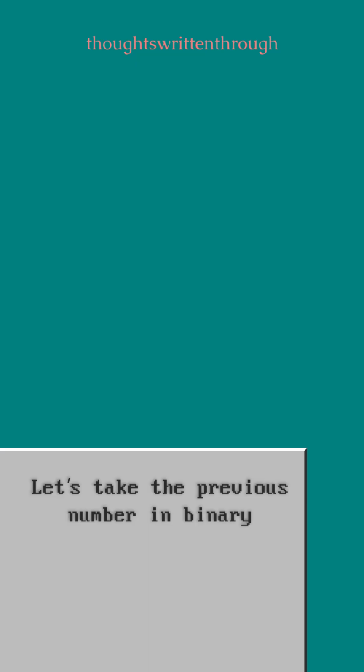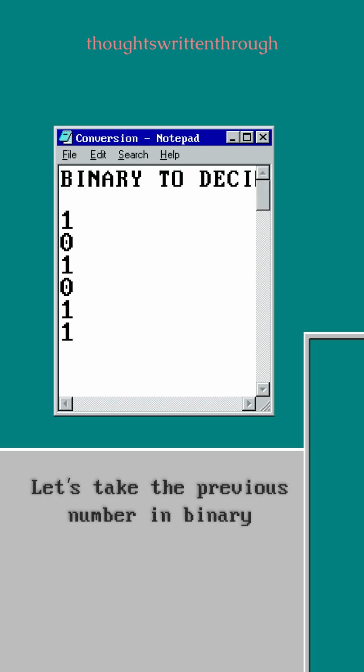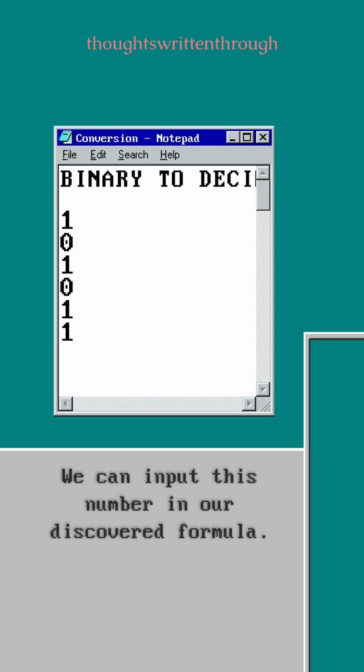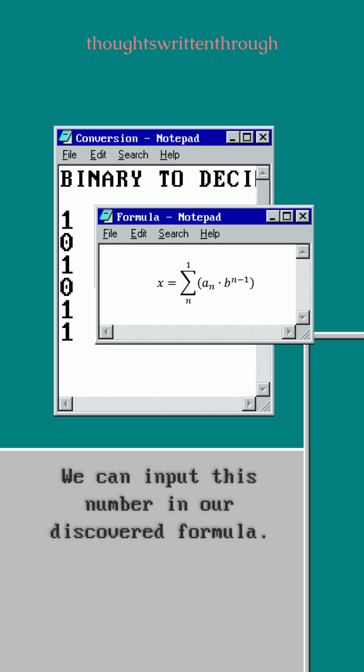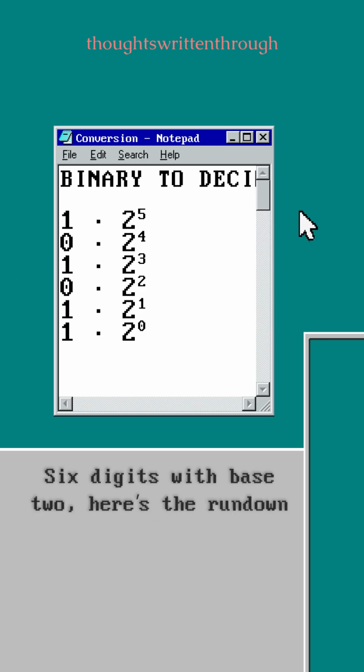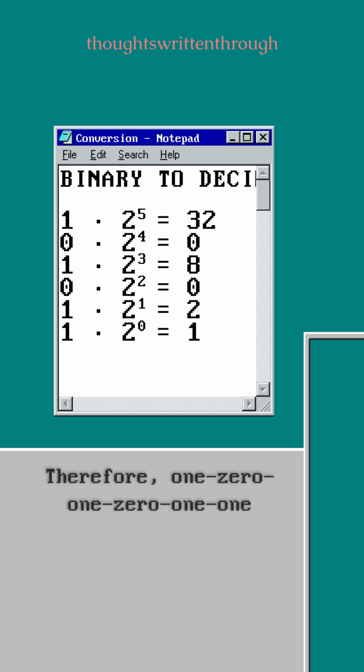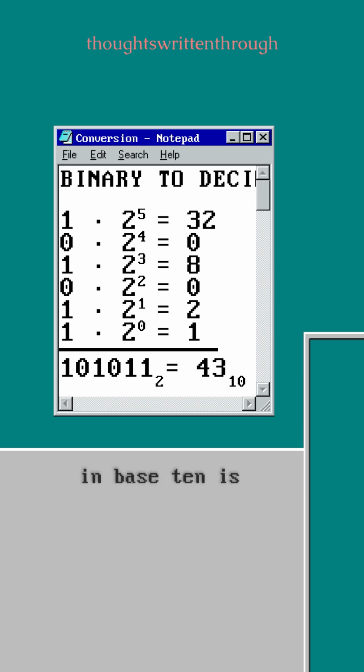Let's take the previous number in binary. We can input this number in our discovered formula. 6 digits with base 2. Here's the rundown. Therefore, 101011 in base 10 is 43.